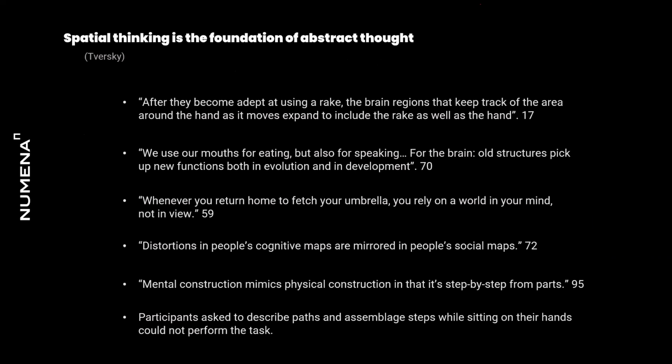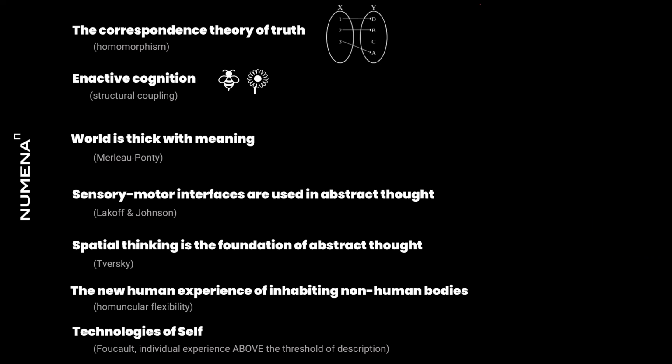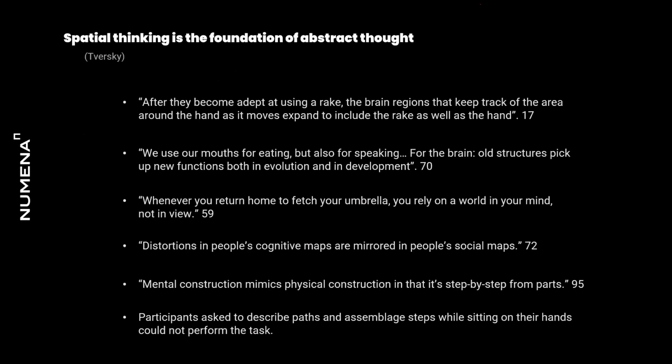Okay, perfect. So I'm going to come back to Tversky every day. This is going a little deeper into that fifth law of cognition that she has: spatial thinking is the foundation of abstract thought, because as I mentioned yesterday, that's kind of where we're going. So here are a few crumbs. She talks on page 17 of her book about brain studies with apes. I think they were chimps, I'm not sure. They taught them how to use a rake, and then they noticed that after they got good at using a rake, the brain regions that keep track of the area around the hand as it moves expand to include the rake as well as the hand.